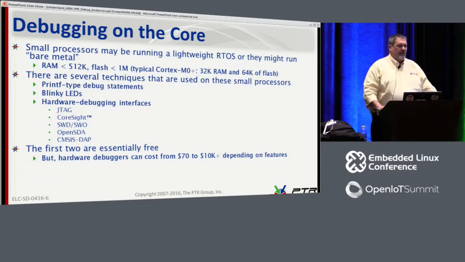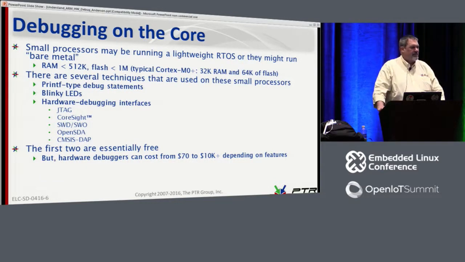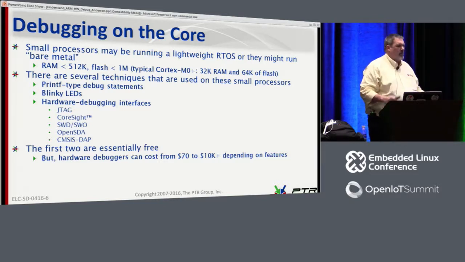So when we start getting ready to do debugging on the core, small processors themselves may be running some lightweight RTOS, or often cases they're running bare metal. When you're running bare metal, you don't have a whole lot of options in terms of what you can debug. There are very specific steps that you have to go through in order to debug those kinds of platforms. You know, we're talking less than 512K worth of RAM, less than a megabyte of flash. For a typical Cortex-M0 Plus, you're looking at 32K bytes worth of RAM. So in terms of being able to put a lot of software debug in place, there's not a whole lot of room to play with there. So there are a lot of different techniques that can be used on these small processors.